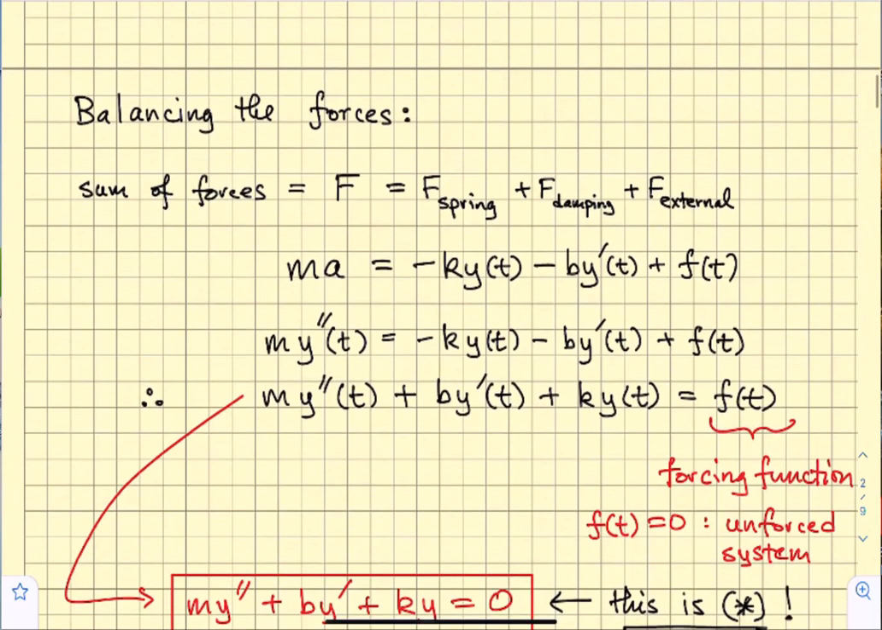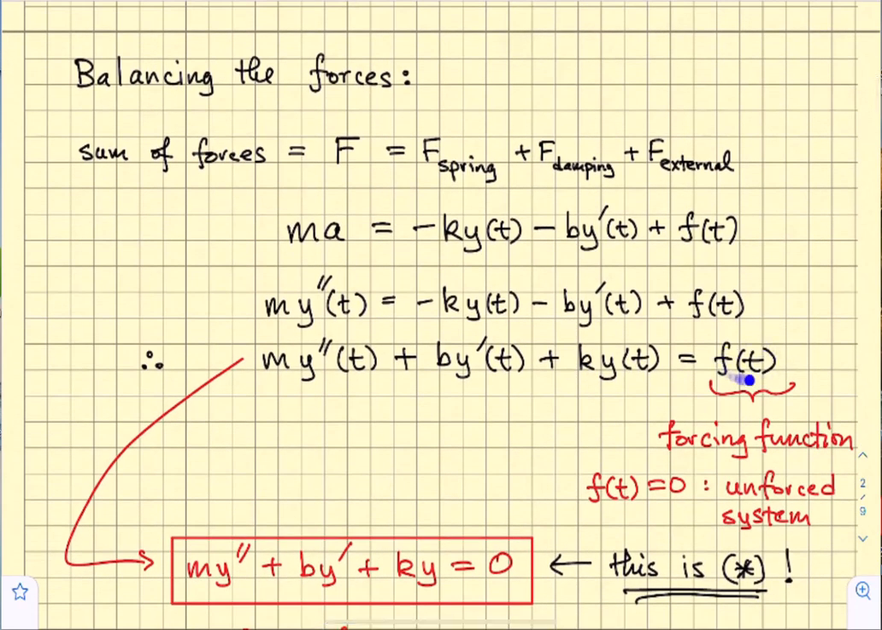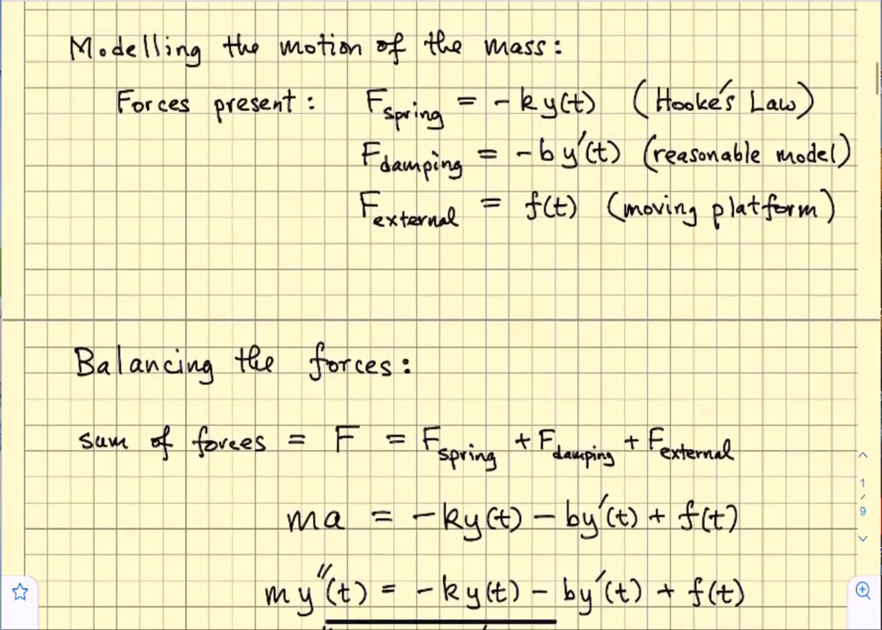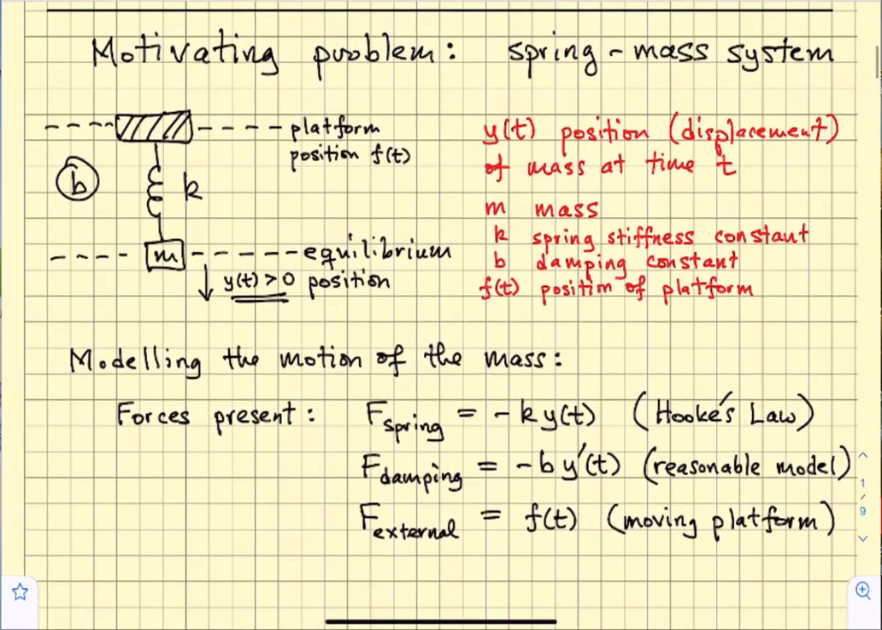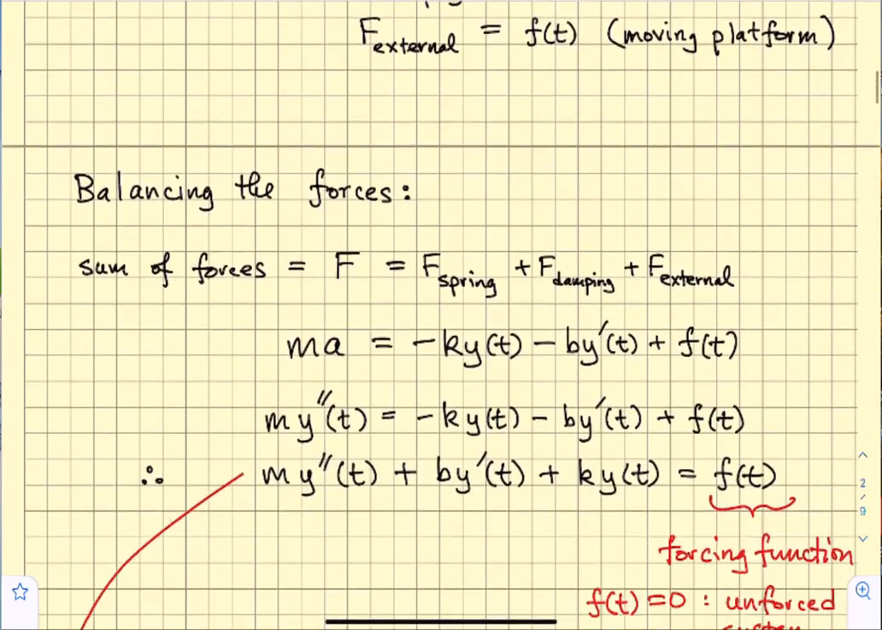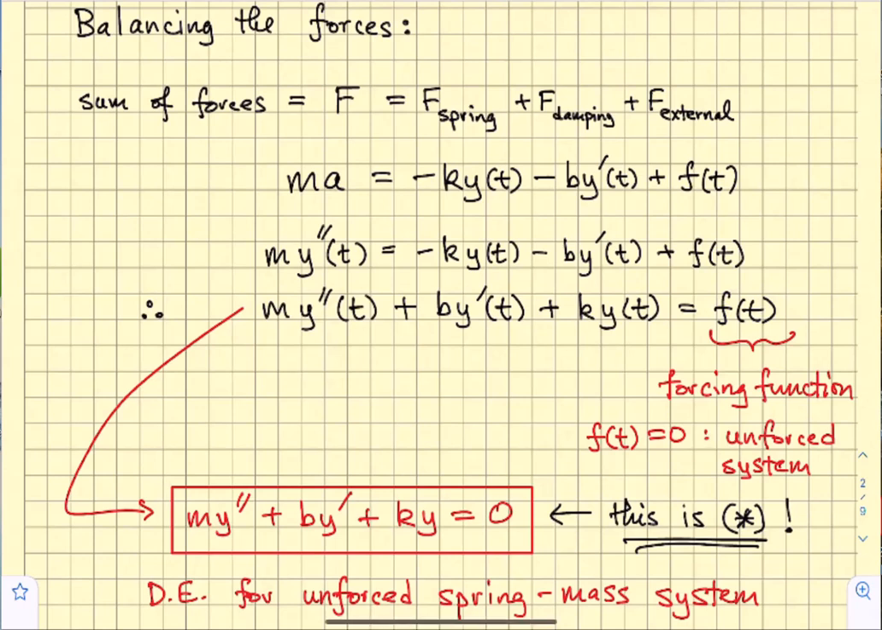And now if we throw all those terms that involve y to the left-hand side in an effort to make it match the standard form of 1, or equation star, we have m y double prime plus b y prime plus k y equals f. This f here is called our forcing function, and you can see why because it's how we force the platform that might induce motion out of the mass. So this f is typically called the forcing function. If we look at a really simple beginning example where we're not moving the platform, then our f of t would be 0.